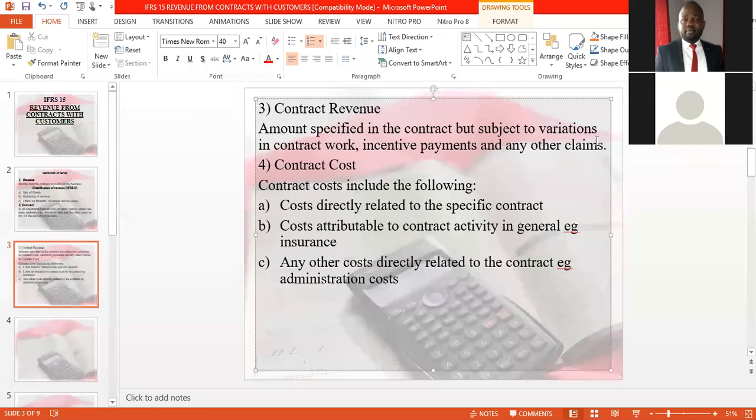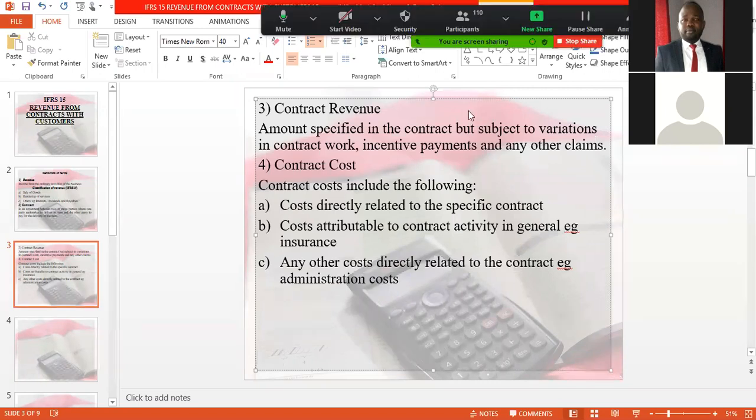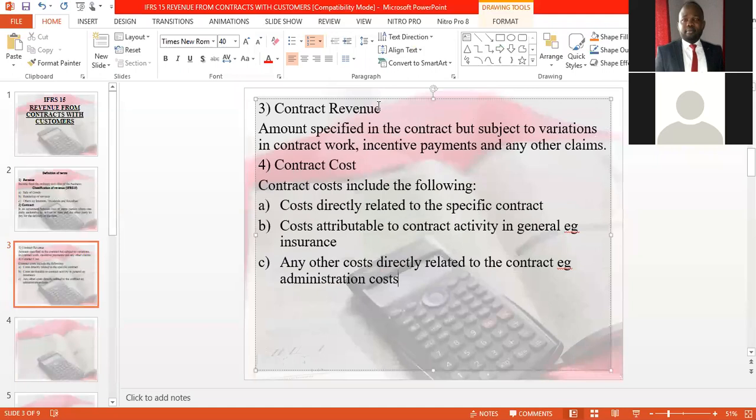Is it the same as contract amount? Yes. But because you've now learned the standard, as an expert in standards, don't talk of contract amount. You talk of contract revenue.